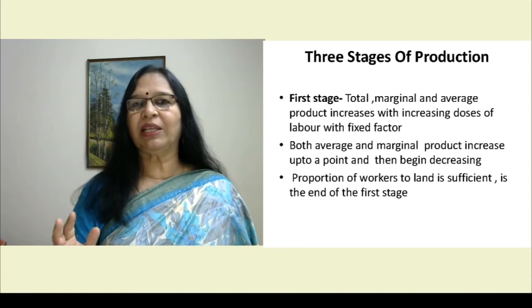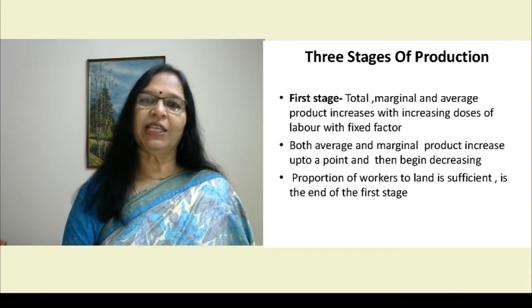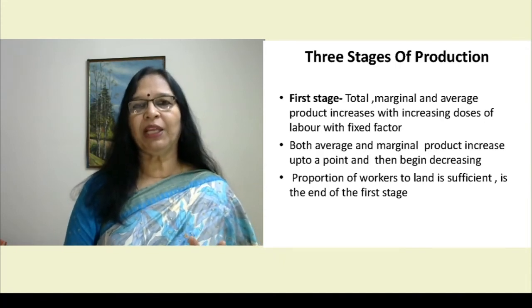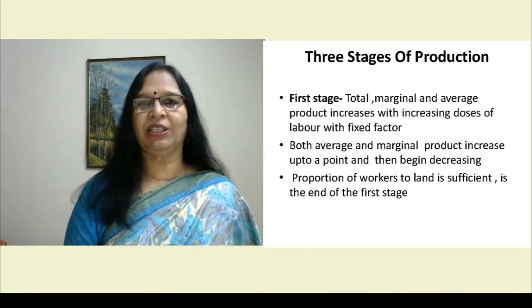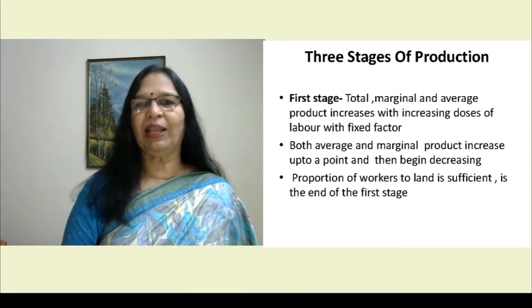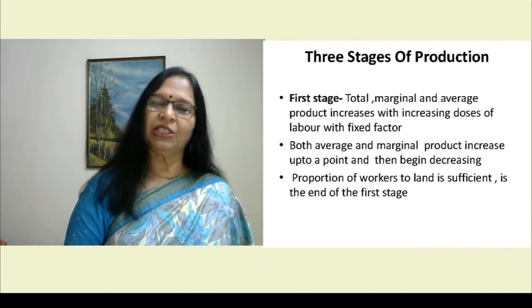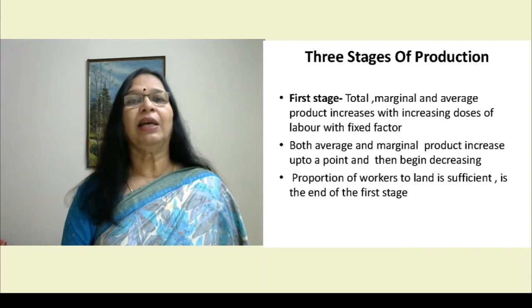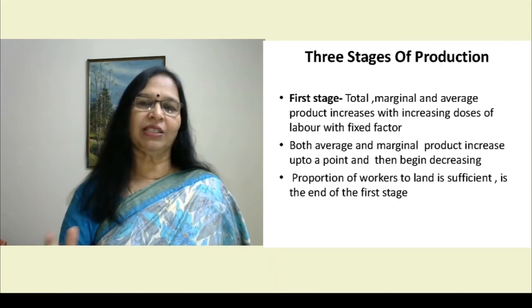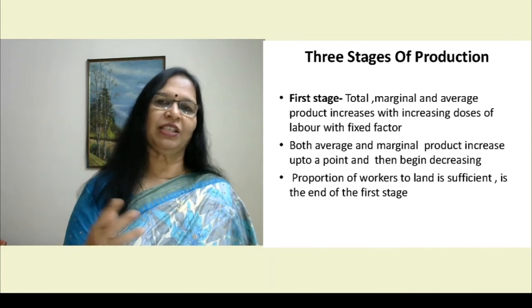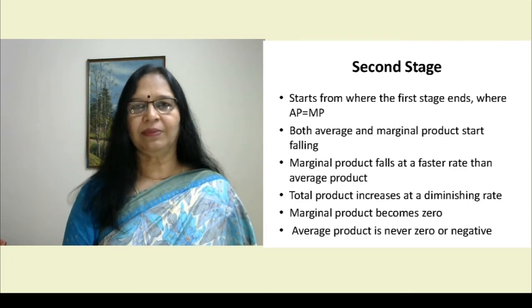So till the time it is rising, we'll call it the first stage. At this stage, there is an appropriate combination of land and labor, and that is why it is increasing. Otherwise, if the number of laborers were less, the land would have been underutilized. So at this stage, the number of laborers and the land is just enough, and that is the reason that the total output is increasing, the average product is also increasing, and the marginal product is increasing. Then we come to the second stage.